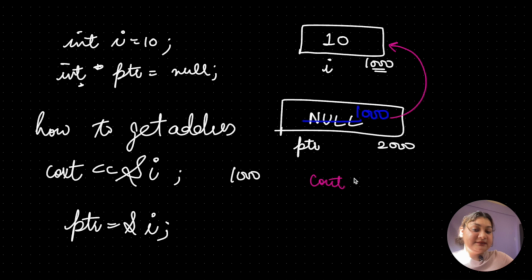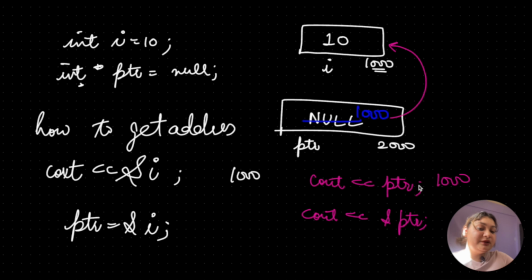Let's say if I write cout ptr, what does the output look like? Cout ptr means, when we write just the name of the variable, what is inside it. Inside the ptr there is this 1000. So the output of this should be 1000. Cout &ptr means the address of ptr. Where is the address? Here. So &ptr will give us 2000.